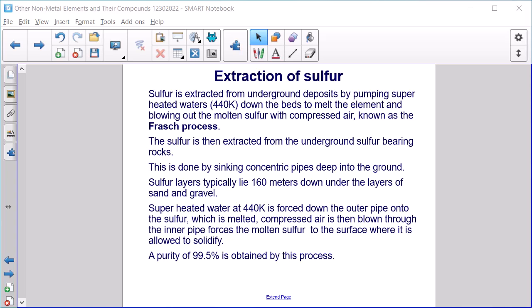This is done by sinking concentric pipes deep into the ground. Sulfur layers typically lie 160 meters down under the layers of sand and gravel. Superheated water at 440 Kelvin is forced down the outer pipe onto the sulfur, which is melted. Compressed air is then blown through the inner pipe, forcing the molten sulfur to the surface where it is allowed to solidify. A purity of 99.5% is obtained by this process.